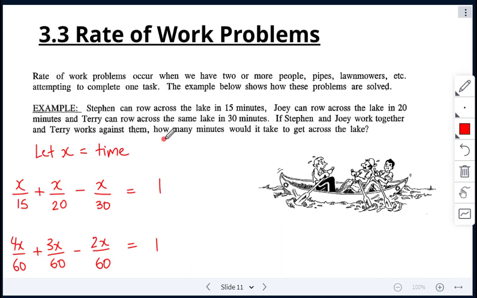Now we can go ahead. We have 4x plus 3x minus 2x. 4x plus 3x is 7x. 7x minus 2x is 5x. So now we have 5x over 60 is equal to 1. Let's go ahead and solve for x. I'm just going to use cross multiplication here.